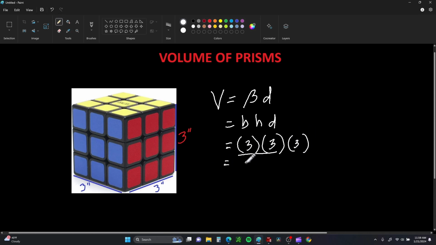3 times 3 is 9. Bring down the times 3. So our volume is going to equal 27 inches cubed.